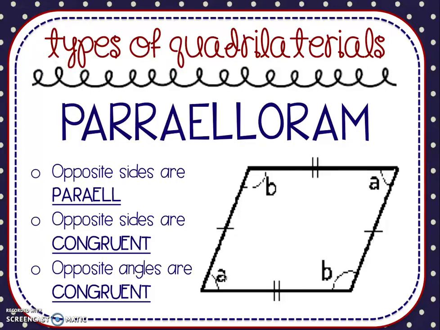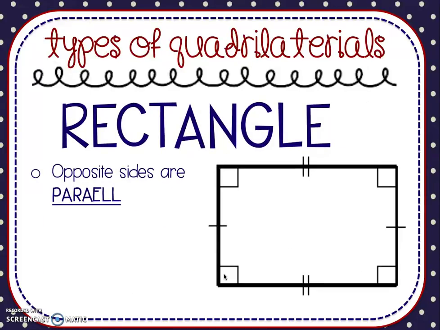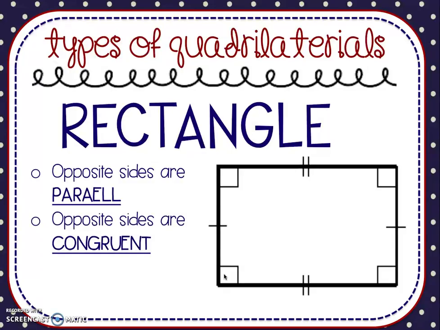Okay, now the difference between a parallelogram and a rectangle is that in a rectangle, opposite sides are still parallel, and opposite sides are still congruent. The difference is that a rectangle contains four right angles. So on a rectangle, we can see that this side and its opposite side are congruent. They're exactly the same. Okay, same with this one and this one. But a rectangle has four right angles.